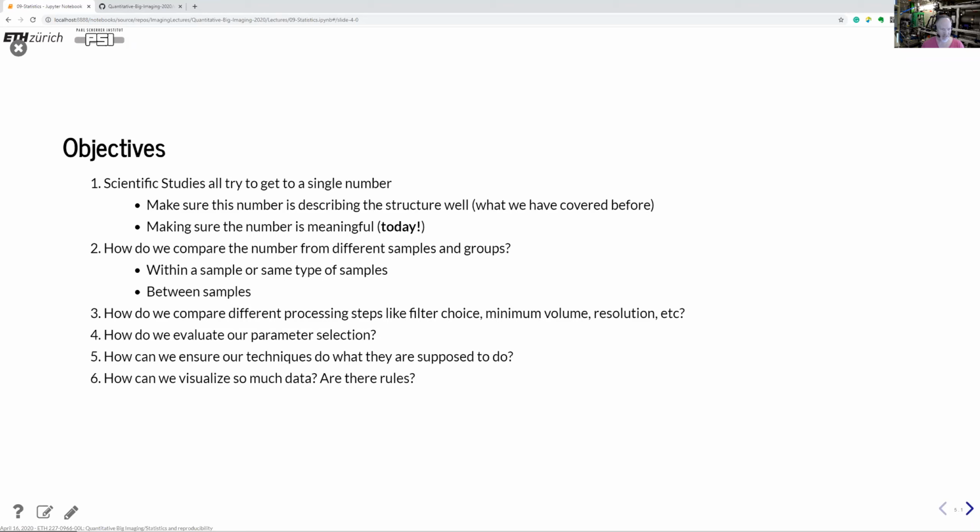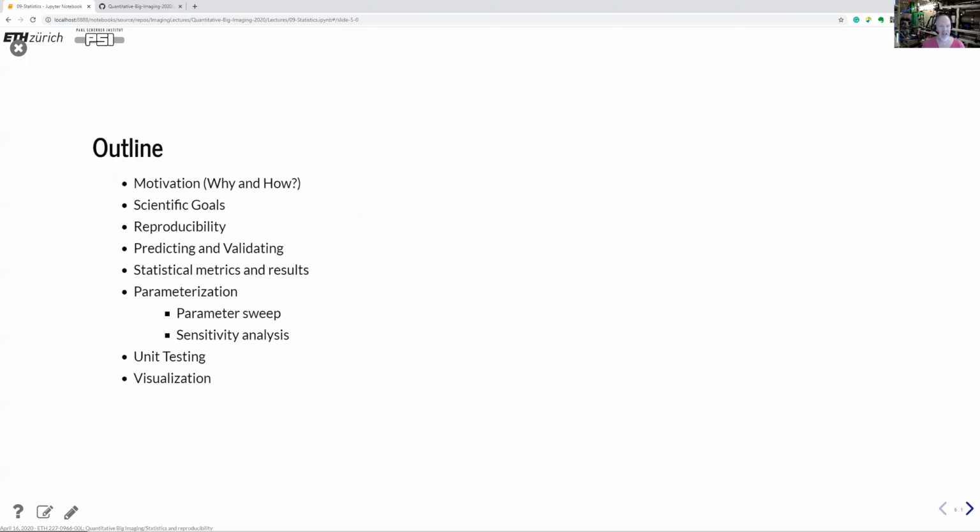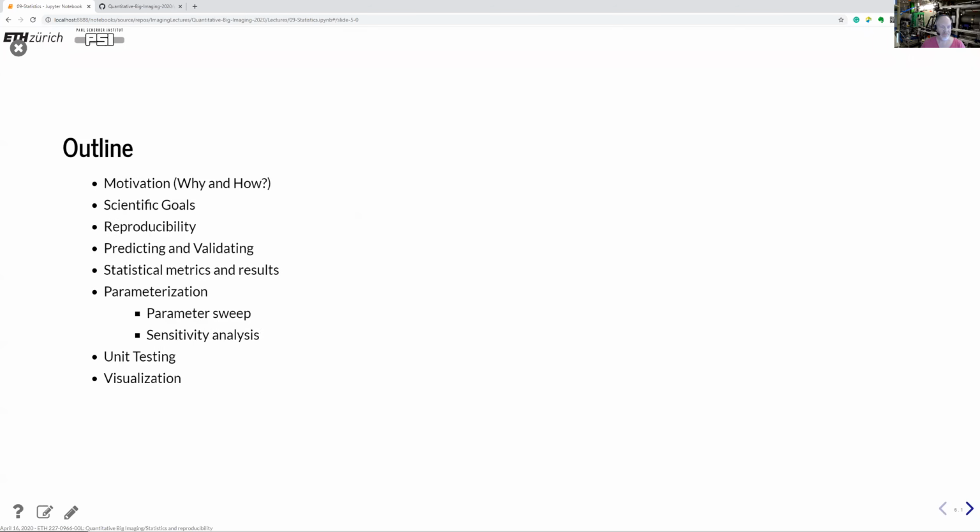Now I missed also number 5, how we can ensure that our techniques are doing what they're supposed to do. That's also within this parameter sweep evaluation. So that is essentially bringing it into bullet points in a more compressed manner.